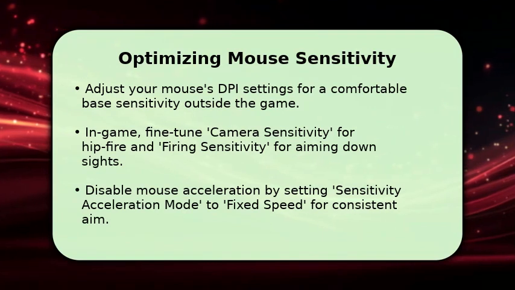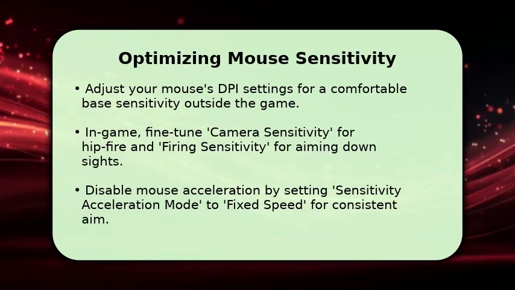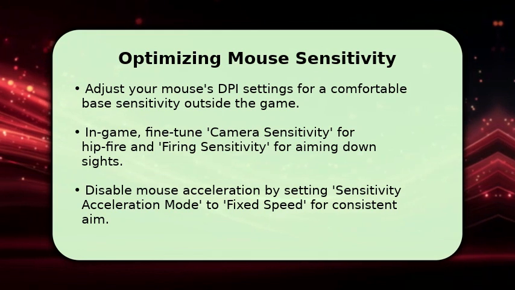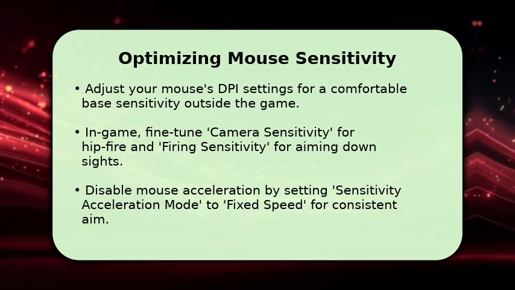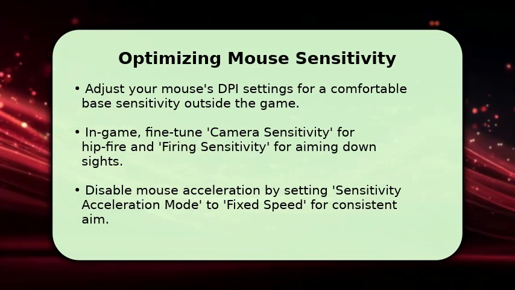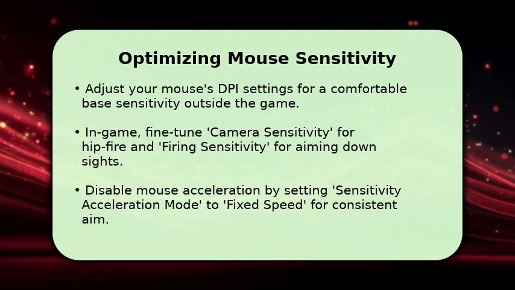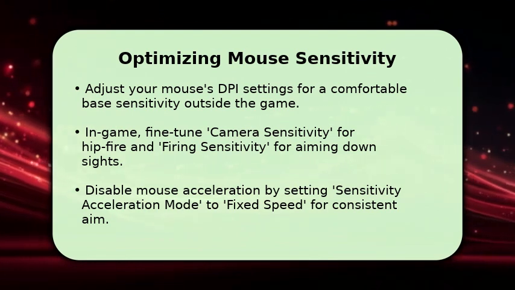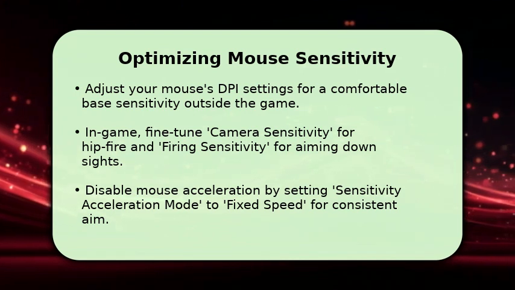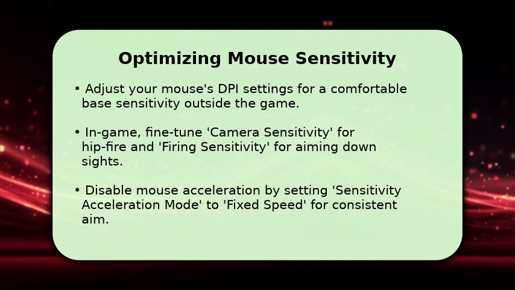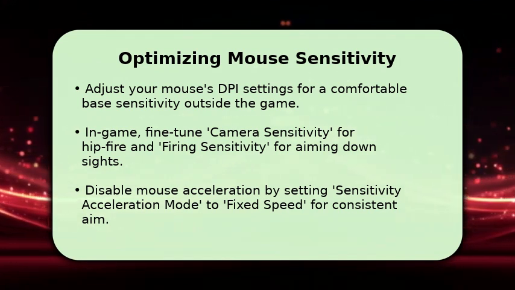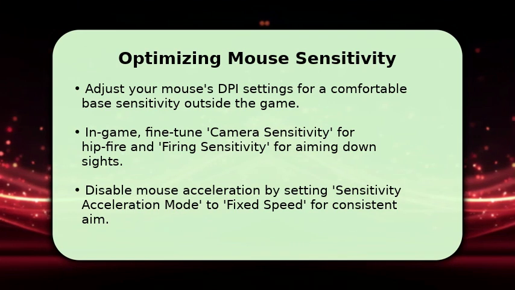Optimizing your mouse sensitivity is crucial for accurate aiming. Start by adjusting your mouse's DPI, typically between 400 and 1600, to a comfortable level. Within Bloodstrike, you'll find separate sliders for camera sensitivity, which controls your hipfire, and firing sensitivity for when you aim down sights. A key tip is to set sensitivity acceleration mode to fixed speed to ensure consistent aiming without unpredictable changes. Spend some time in the training grounds to dial in these settings for maximum precision.